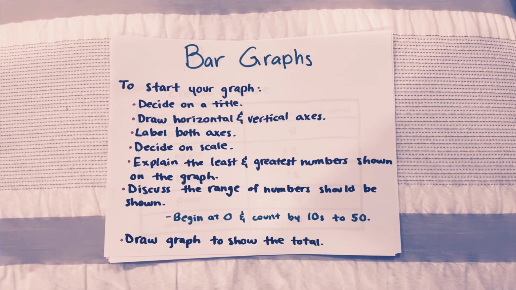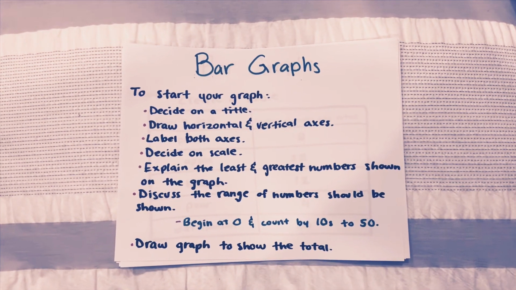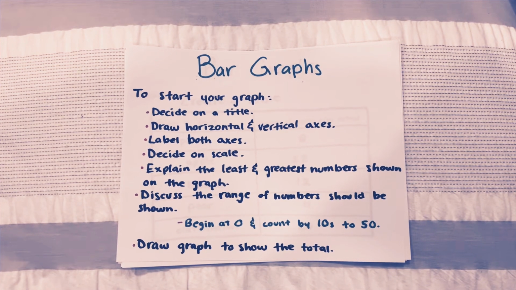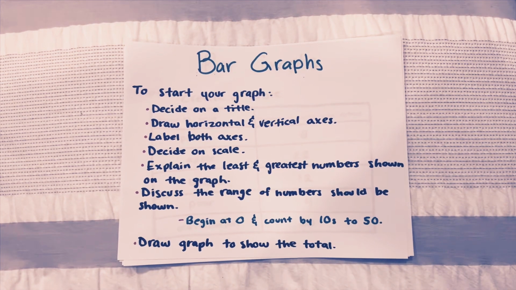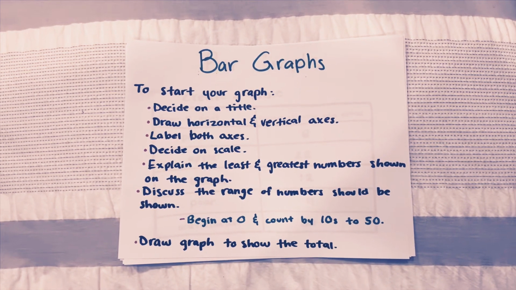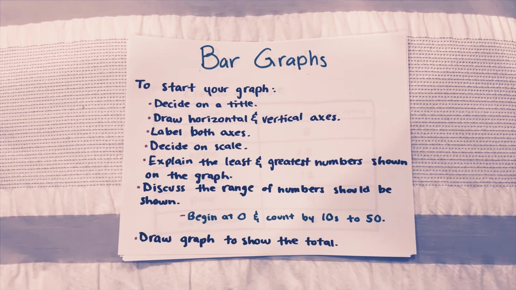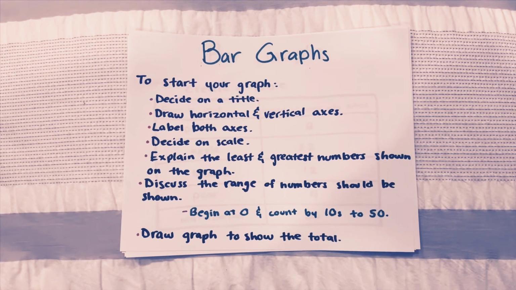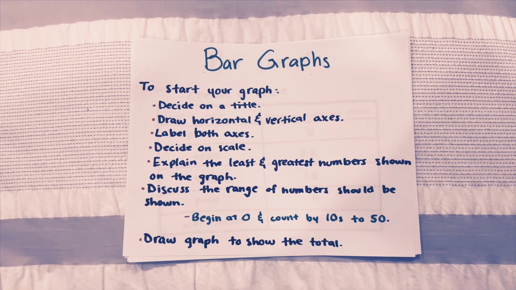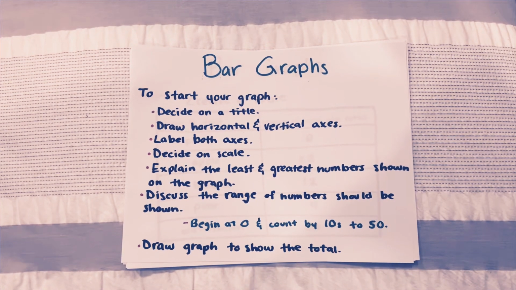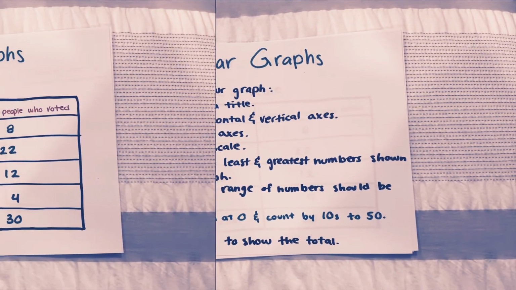For a bar graph, here are some steps to start. Decide on a title. Draw horizontal and vertical axis. Label both axes. Decide on a scale. Explain the least and greatest numbers shown on the graph. Discuss the range of numbers that should be shown. For example, begin at 0 and count by tens until you reach 50. And the final one is draw a graph to show the total.